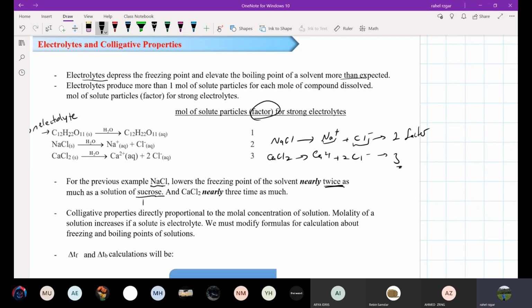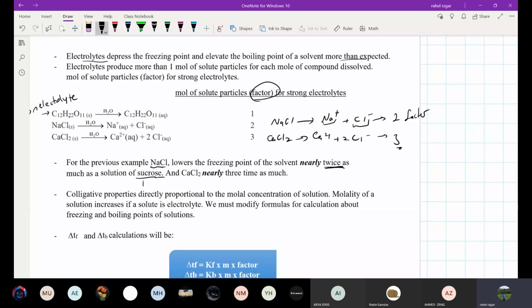Just like the beginning of chapter 2 section 1, if you remember the beginning that we separated these ionic compounds, that's what happened. Okay, so we said colligative. Why does this occur? Because colligative properties are directly proportional to the molar concentration of solution. Of course, directly. Molarity of a solution increases if the solid is an electrolyte. So if it's an electrolyte, it has more factor, and it will increase the concentration more. That's why higher concentration means better colligative property, more effect on colligative property.